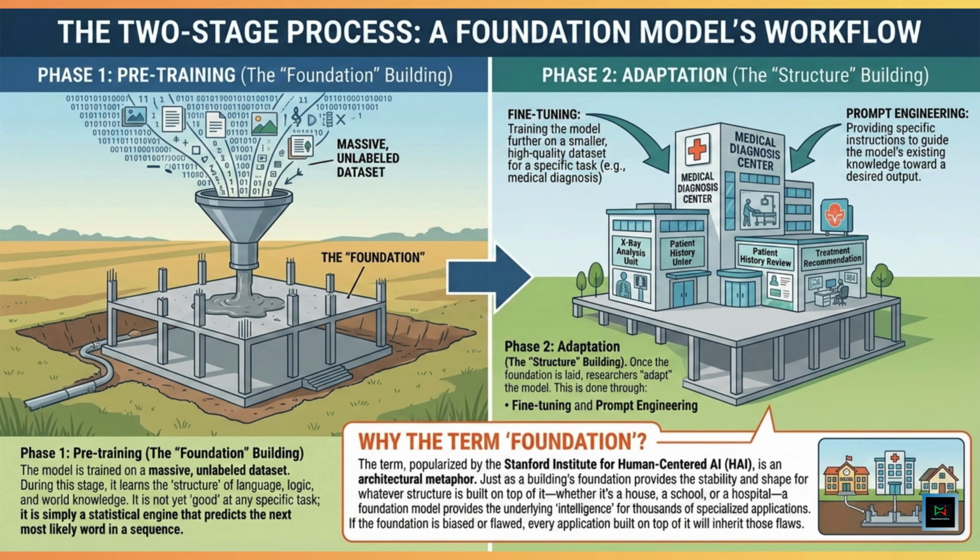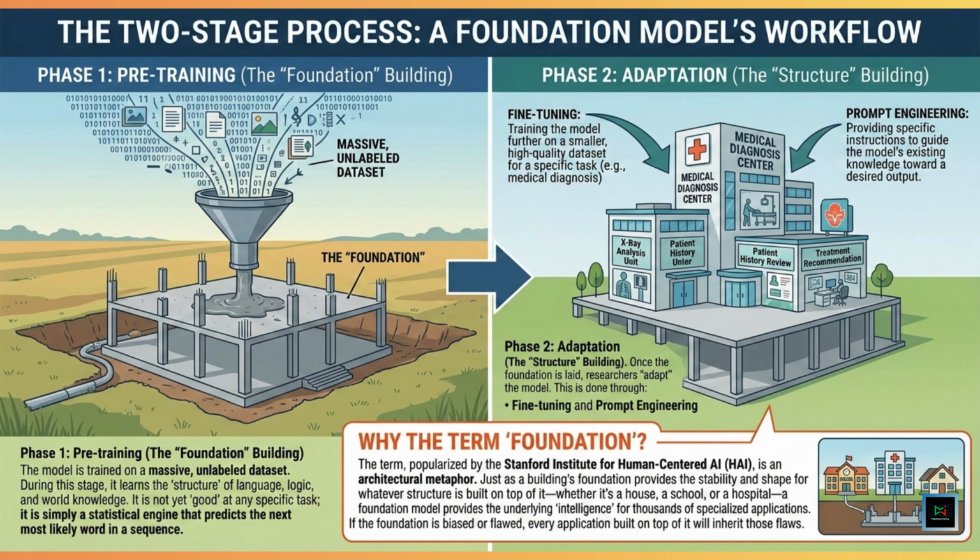A foundation model exists in two distinct phases. Phase 1 is pre-training. The model is trained on a massive, unlabeled dataset. During this stage, it learns the structure of language, logic, and world knowledge. It is not yet good at any specific task. It is simply a statistical engine that predicts the next most likely word in a sequence.